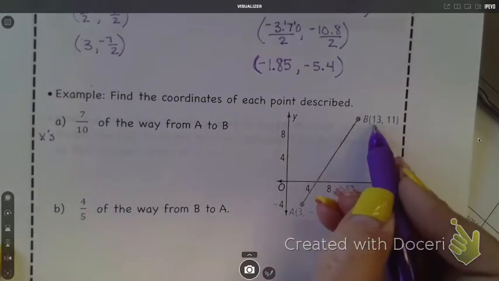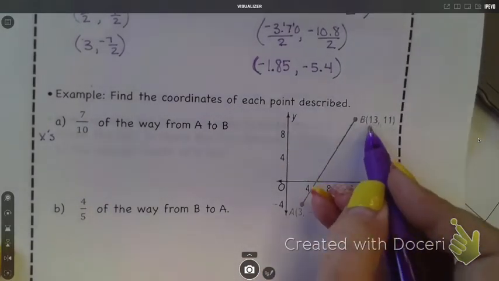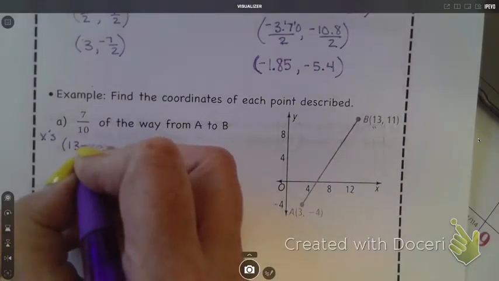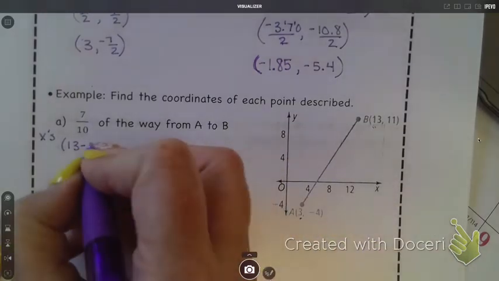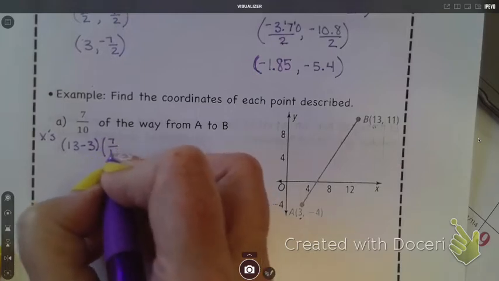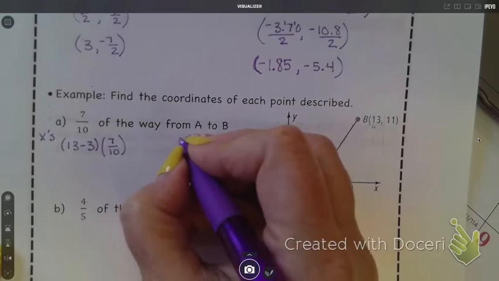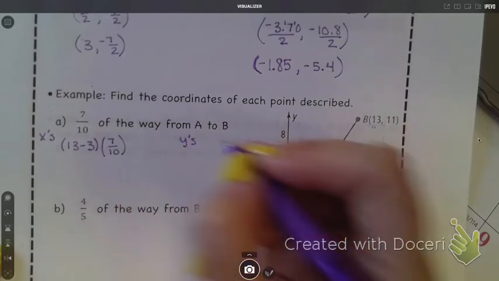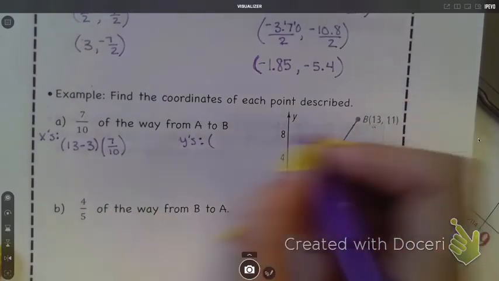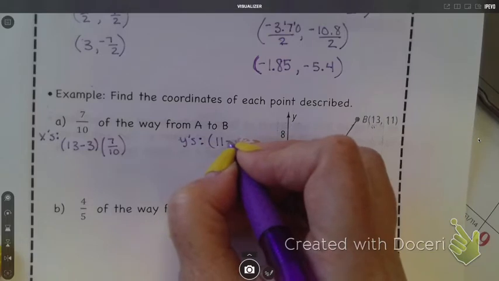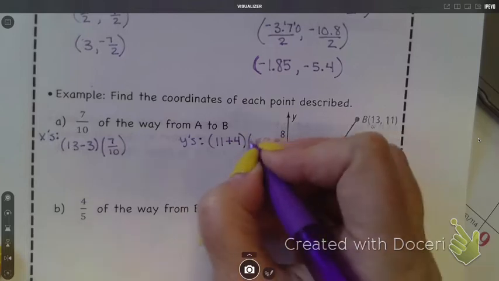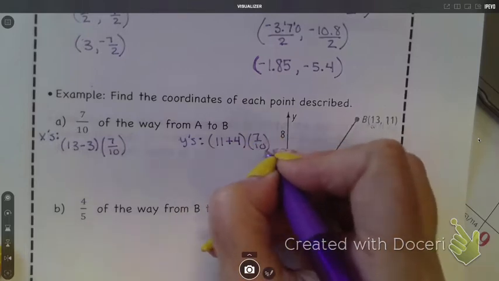So the furthest one to the left is x, 13. Well, yeah, 13. So 13 minus 3, the x's. And then times 7/10. And then we're going to set up the y's too. We'll do the work in a second. So then it'd be 11 minus a negative 4. So it'd be what? Add 11 to the side, so plus 4, times 7/10. Yeah.